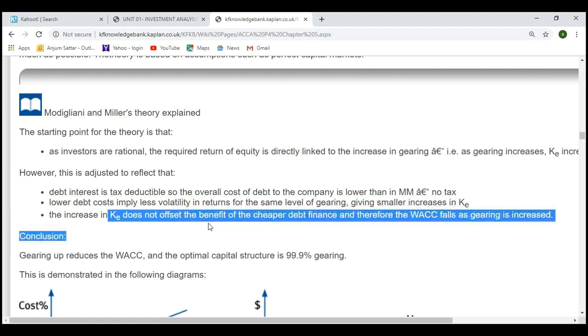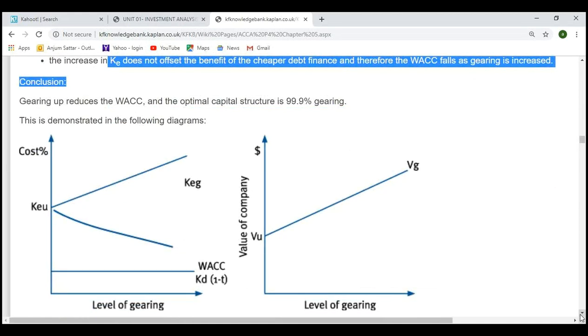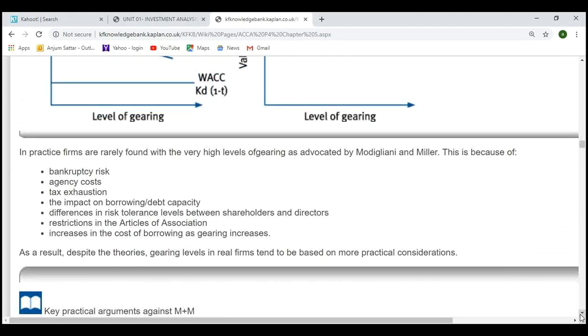An increase in the cost of equity does not offer the benefit of the cheaper debt. Therefore, the weighted average is false. So we can use the formula and calculate the cost of debt and cost of equity, and see what effect there will be if we increase it. According to M&M, in practice, firms do not really have very high levels of gearing.